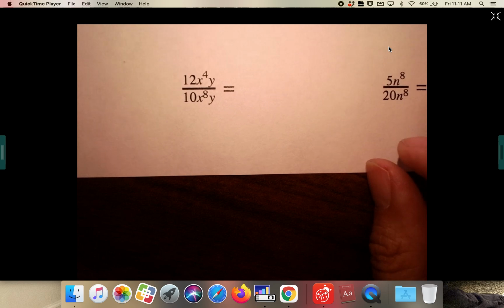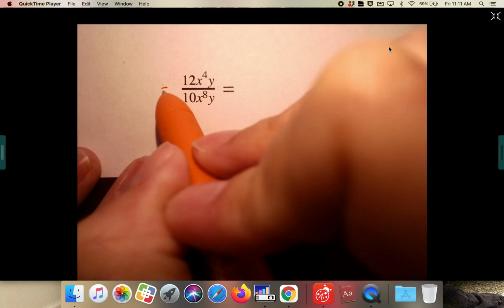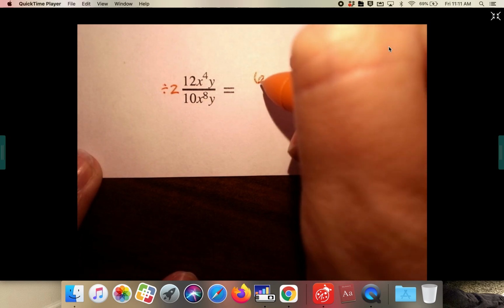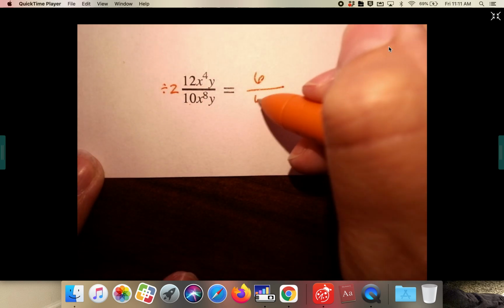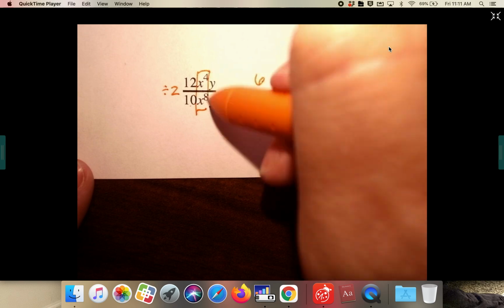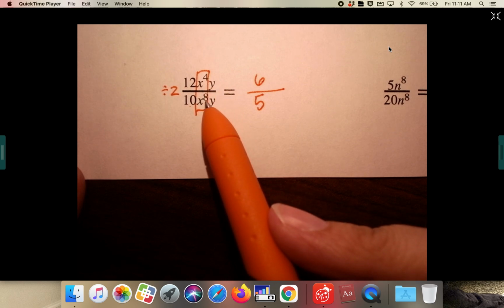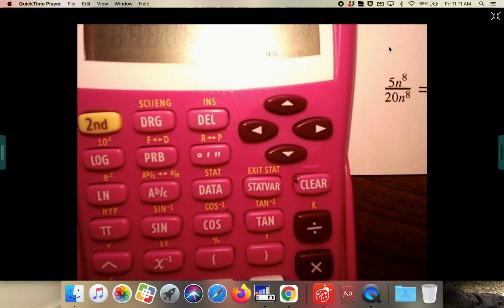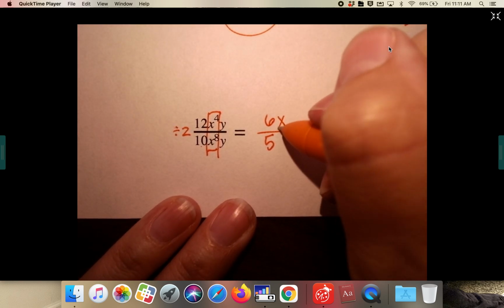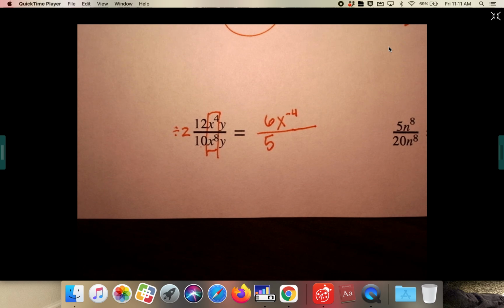Okay, 12 tenths. This also does not divide evenly, but it does simplify. They'll both divide evenly by 2, 12 and 10. 12 divided by 2 is 6. 10 divided by 2 is 5. And now let's look at what we can simplify. We can simplify the x's. X and x are the same base. So 4, you can subtract 8 from it. 4 minus 8, oops, again is negative. So it's negative 4, so it's going to be x to the negative 4th. For now, we're just going to leave it negative, but you will not leave it after another lesson soon.